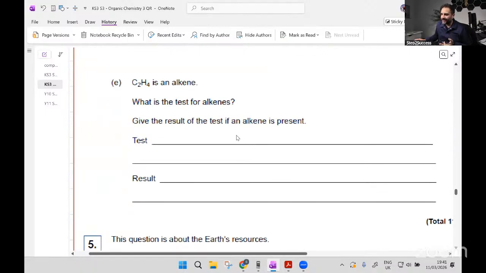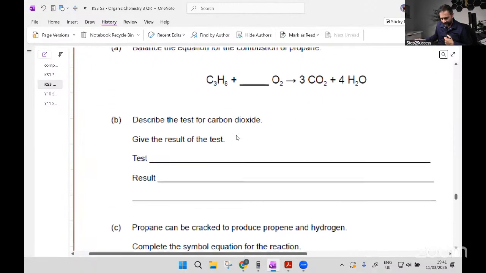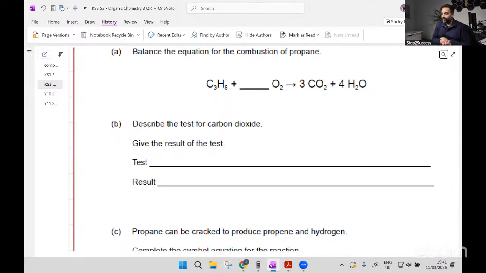Test for alkenes we've done now several times. And 5B, the test for carbon dioxide, I will finish with. The test for carbon dioxide is that if you get some stuff called lime water, which is a colorless solution like water, and you put carbon dioxide into it, for example if you blow into it because you blow out carbon dioxide, the lime water changes from colorless to a cloudy white color. That's how you know it's carbon dioxide.